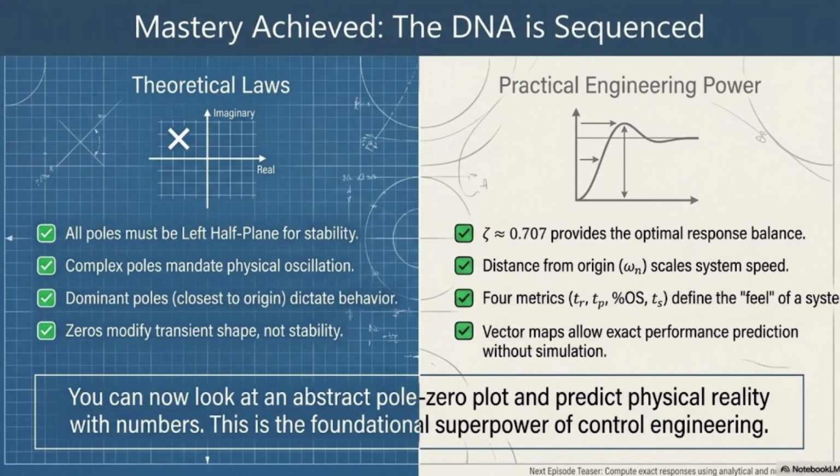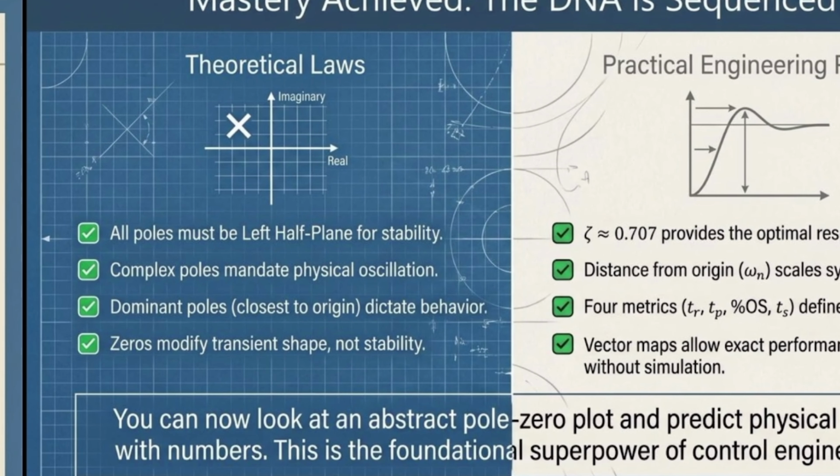So the final slide is just a recap of this chapter. As we just saw, the theoretical law says that all poles must be on the left side if I would like to have a stable system. Complex poles mandate the physical oscillation, and dominant poles, the ones closest to the origin, are going to dictate the transient and steady state behavior, while those further from our origin have a little bit of impact, but since those impacts are fast, they have a very slight impact on the whole system. And finally, zeros are going to modify the transient shape, not the stability itself.